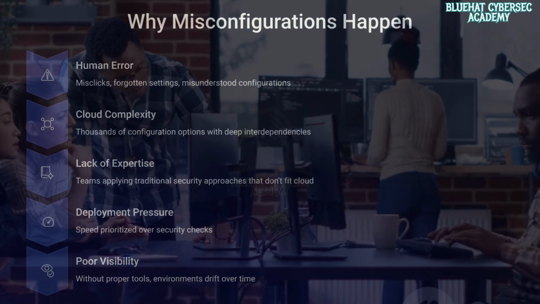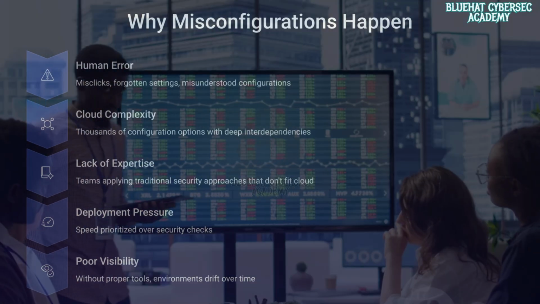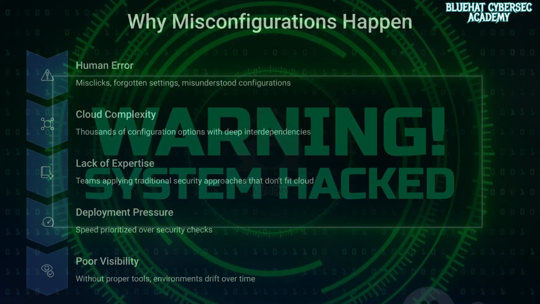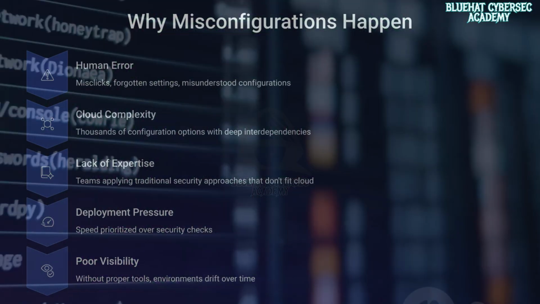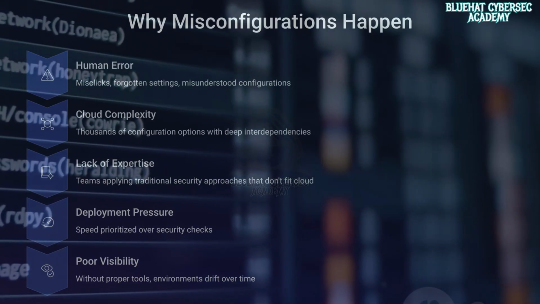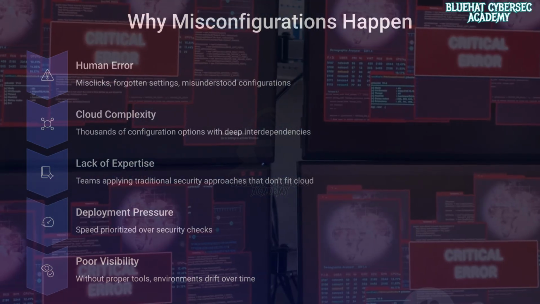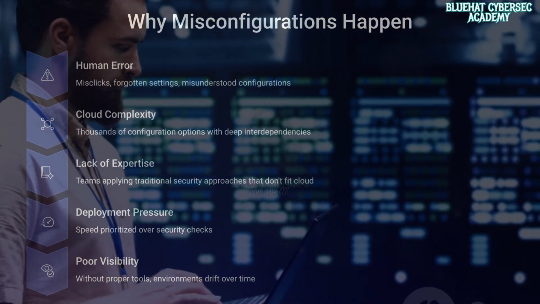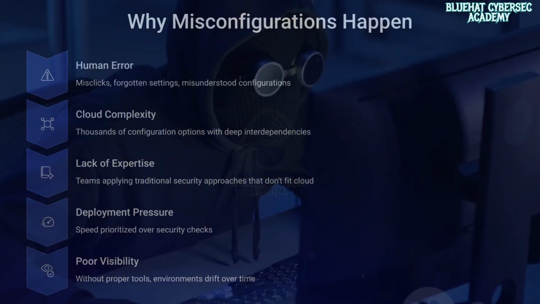Rapid deployment pressure also plays a role. Organizations want to move fast, deploying quickly and iterating fast, and sometimes they skip security checks along the way. And finally, poor visibility and monitoring. Without proper tools, misconfigurations go unnoticed, and environments drift over time. What was once secure can slowly become vulnerable.